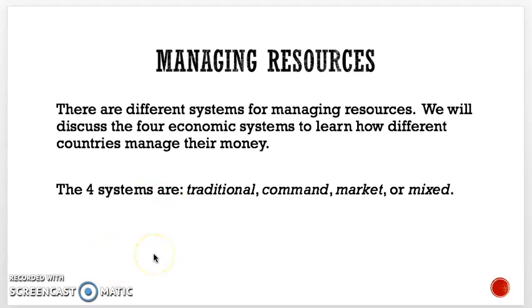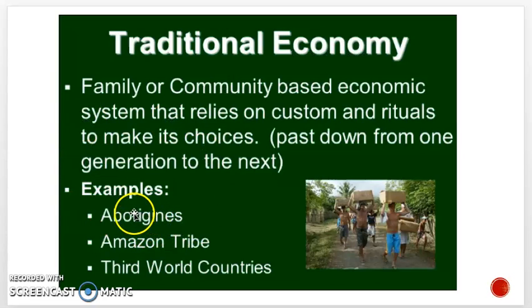Okay, managing resources. So there are different systems for managing all the resources that your country has. So we're going to discuss the 4 economic systems and learn how different countries manage their money. So the 4 systems are traditional, command, market, or mixed. And they're a little confusing, so I'm trying to break them down as simply as possible, and don't worry if they seem a little confusing to you.